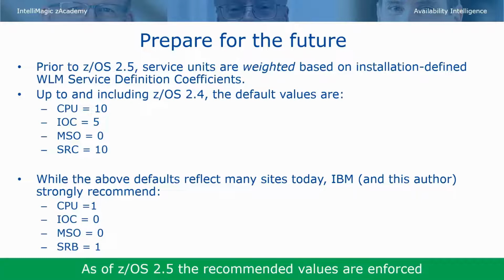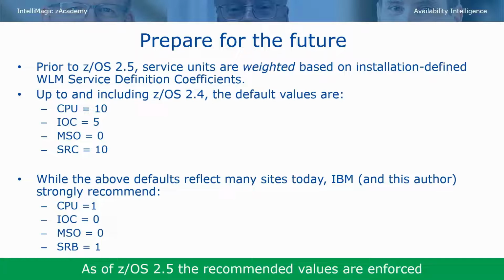Prepare for the future. If you're moving, as many of you will be, towards z/OS 2.5, the units you saw on the last slide are initially what we call raw measurements, raw service units, and then they are weighted, W-E-I-G-H-T, weighted by your WLM coefficient settings. Again, until you move to z/OS 2.5, and then there are no coefficients at all, and we'll get to that. Now, these are sysplex-wide values that you set in your WLM definition. That's where the coefficients are.